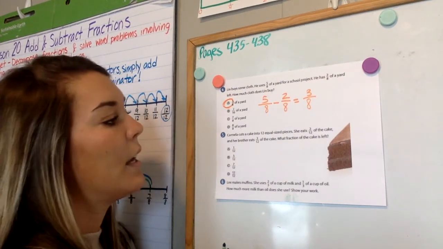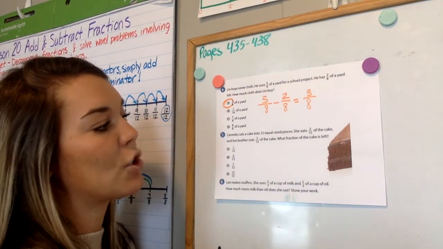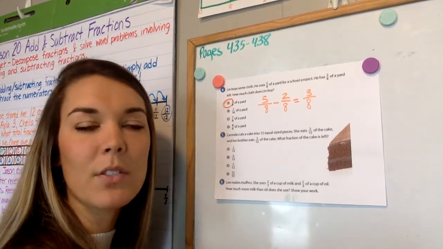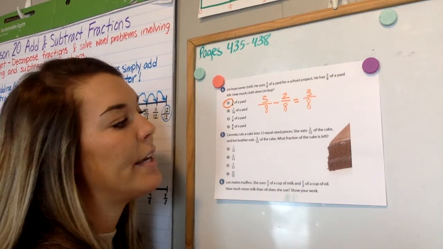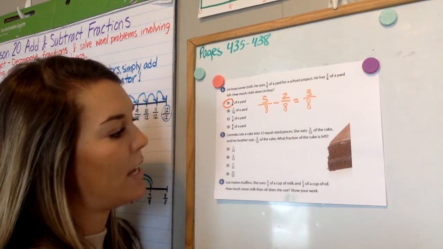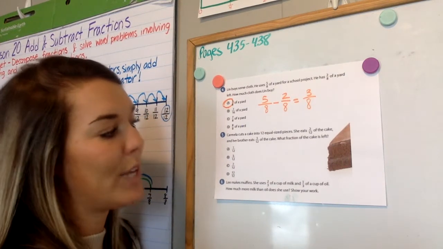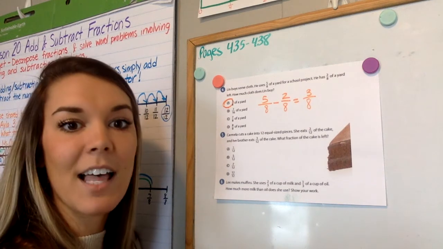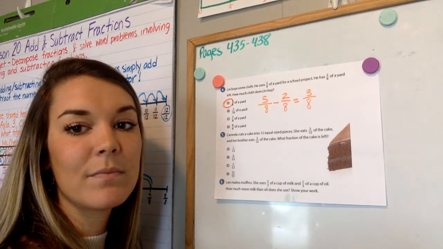Okay. Carmela, she cuts a cake into 12 equal sized pieces. When I hear 12 equal parts, I know that means the denominator is 12. She eats 2/12 of the cake, and her brother eats 3/12 of the cake. What fraction of the cake is left?